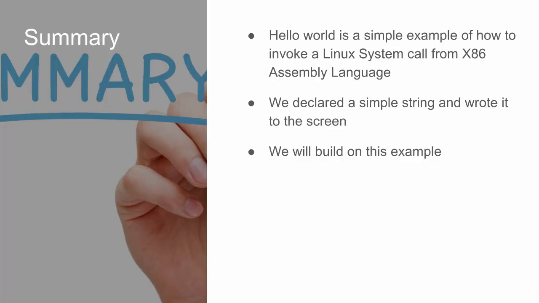Okay, in summary, we've written our Hello World program using a system call with x86 Assembly language. We declared a simple string and wrote it to the screen. So we're going to build on this example, but hopefully this is starting to take some of the mystery out of assembly language programming. A lot of people feel intimidated by writing code at a low level, but there's just lots of little building blocks that you have to set up to be able to do this.